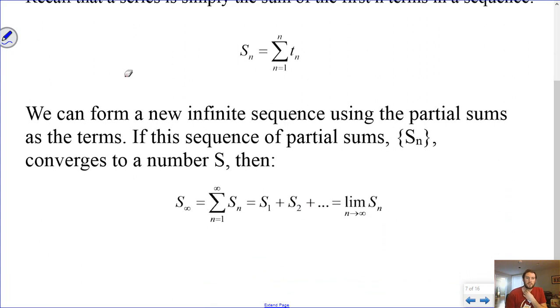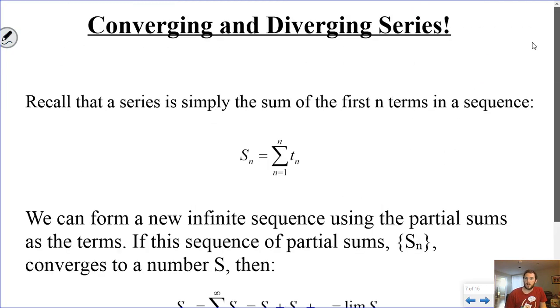Okay? We can form a new infinite sequence using the partial sums of the terms. If the sequence of partial sums converges to a number s, then what we say is that... Okay, let me explain this for a second. We're talking about converging and diverging. Maybe you've heard these terms before, maybe you haven't, but what it means to converge is that as you add the numbers and you add the numbers and you add the numbers, eventually the sum is working its way towards some value, right?